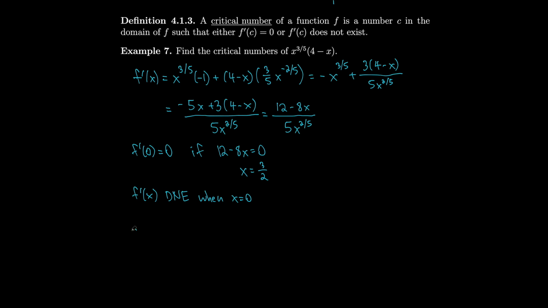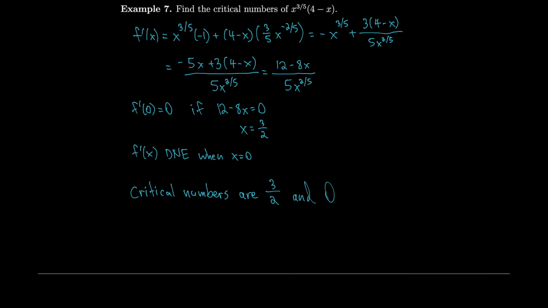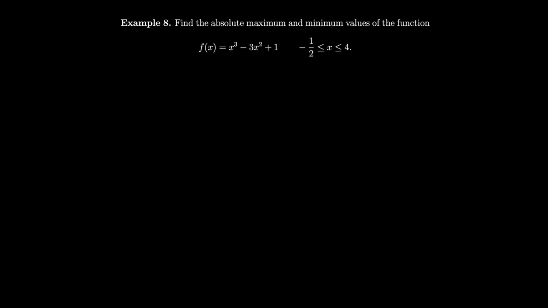Alright, so those are our critical numbers: 3 over 2 and 0. Any number where the derivative is 0 or doesn't exist. Basically anywhere where we have a horizontal tangent or it blows up. I don't know about blows up, that's not such a good way of referring to it actually, but maybe a corner or whatever. Lots of stuff can happen when the derivative does not exist.